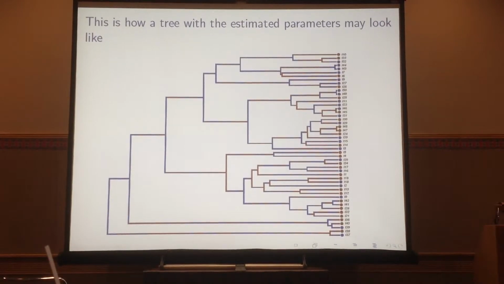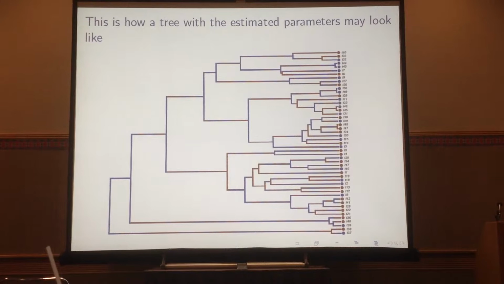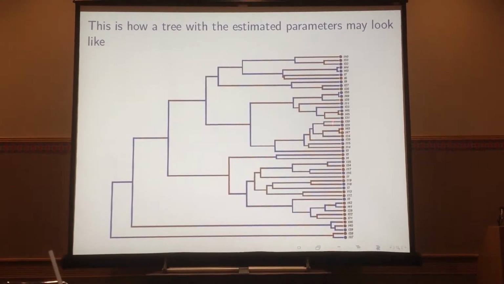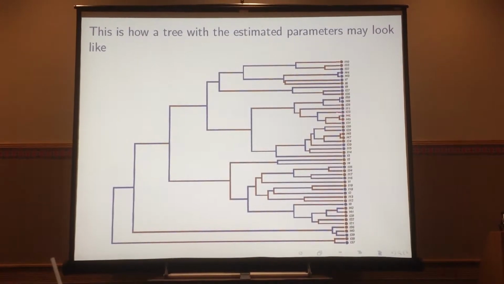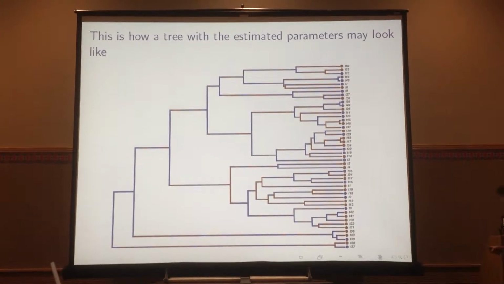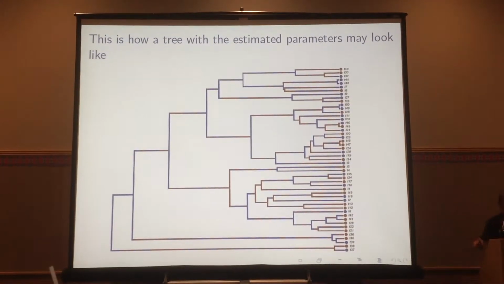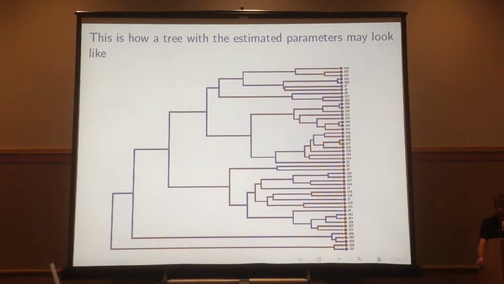What's causing one of the problems are what I call cherries, or which are called cherries. That's two taxa which are connected together, and there are a few of them which are very short. And the problem with these short cherries is they pretty much dominate how you estimate your rates.